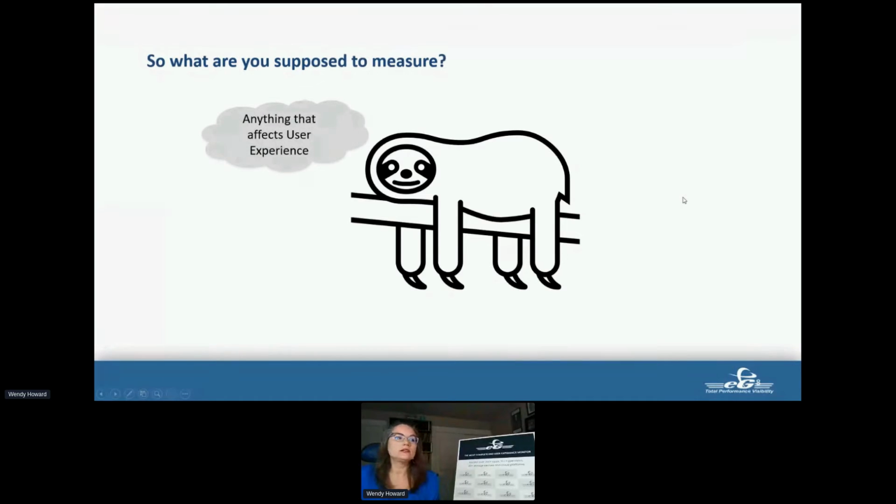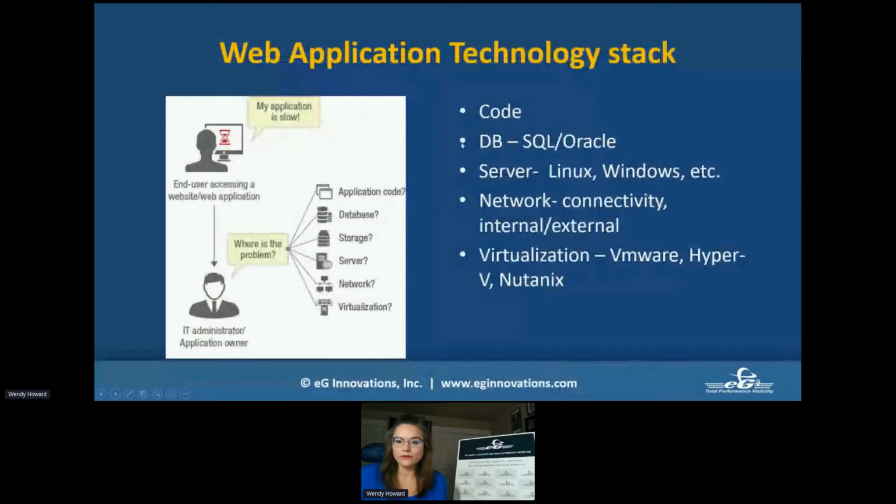So let's take a look at a web application example and what could affect user experience. This is the web app's technology stack that I'm using. So it could be anywhere in the code, the database side, the server side, network, even that virtual layer. And this is all the elements that make up the web app from browser to server.